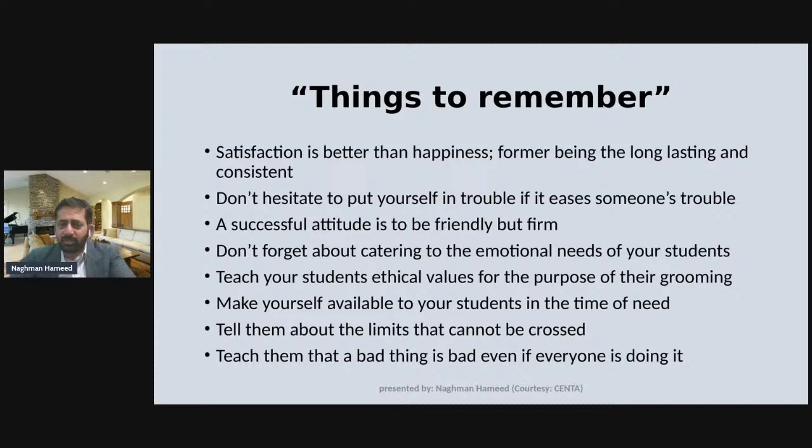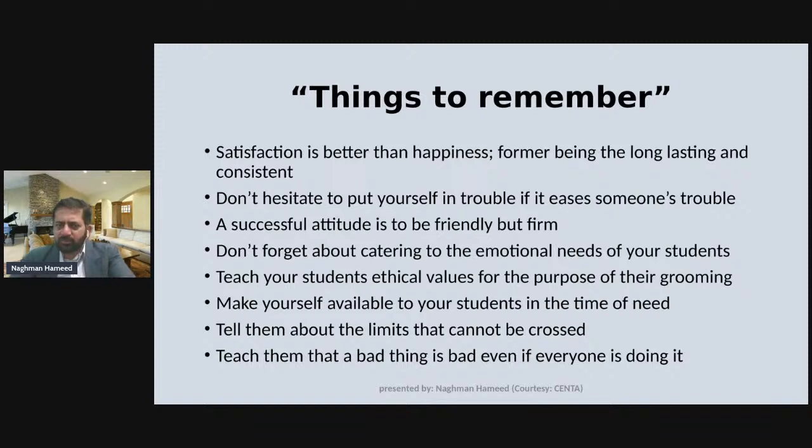Don't forget about catering to the emotional needs of your student. This is very important. I have tried this with many students. I've been asking about them. For example, if I come to know that a student is having some sort of stress or is emotionally not stable, I used to talk to him, and believe me, it proved to be very useful. It produced good results, right?